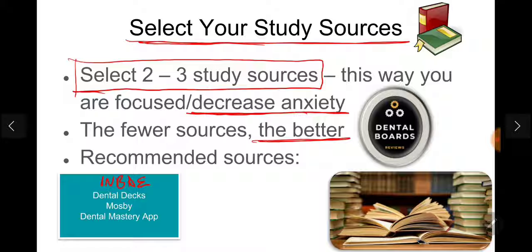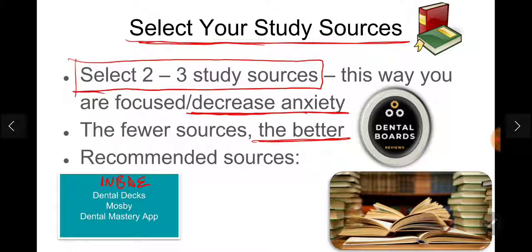Now, we're going to review. I have no association with the Dental Decks group. I have no association with the Mosby group, and I have no association with the Dental Mastery apps. Okay, these are my professional opinions on how to study for this exam, based on the information contained in this material. This information is sufficient for the candidates to pass the exams.